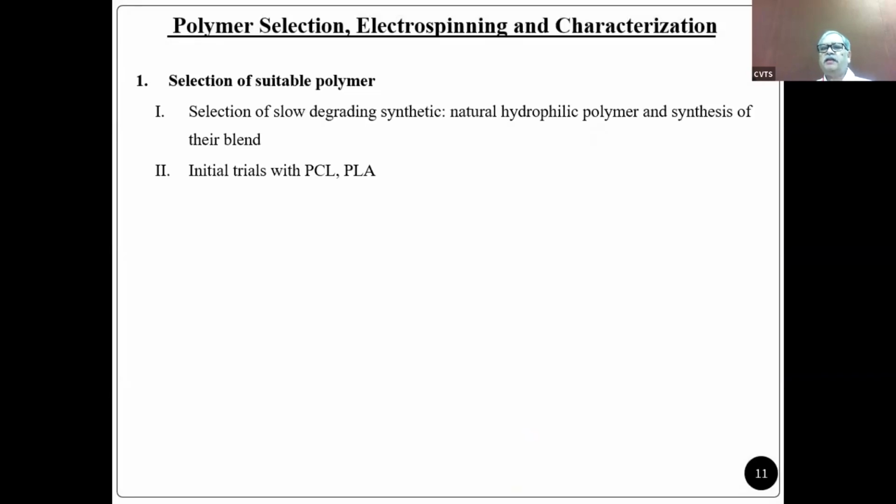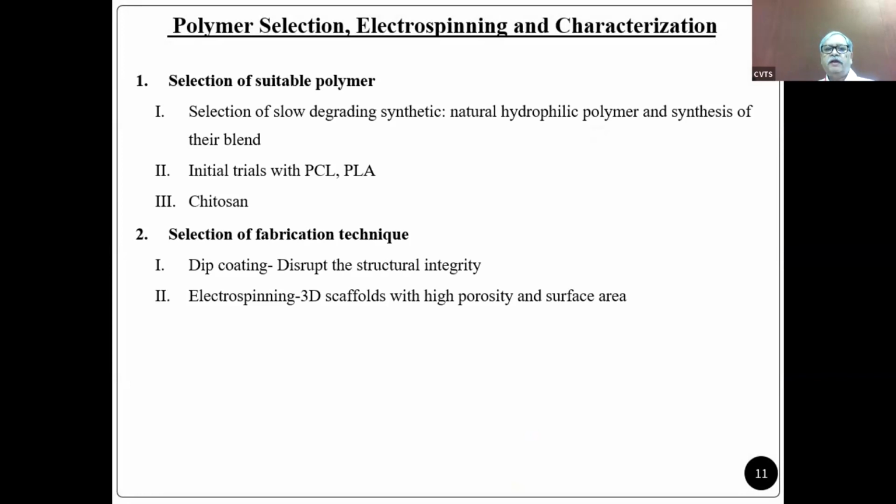And then we select the polymer, what we want to do. So we have selected clinical trial studies, PCL and PLA. These are known, and chitosan. These are very slow degrading synthetic polymers. There are natural hydrophilic polymers, which can be soluble in water also.